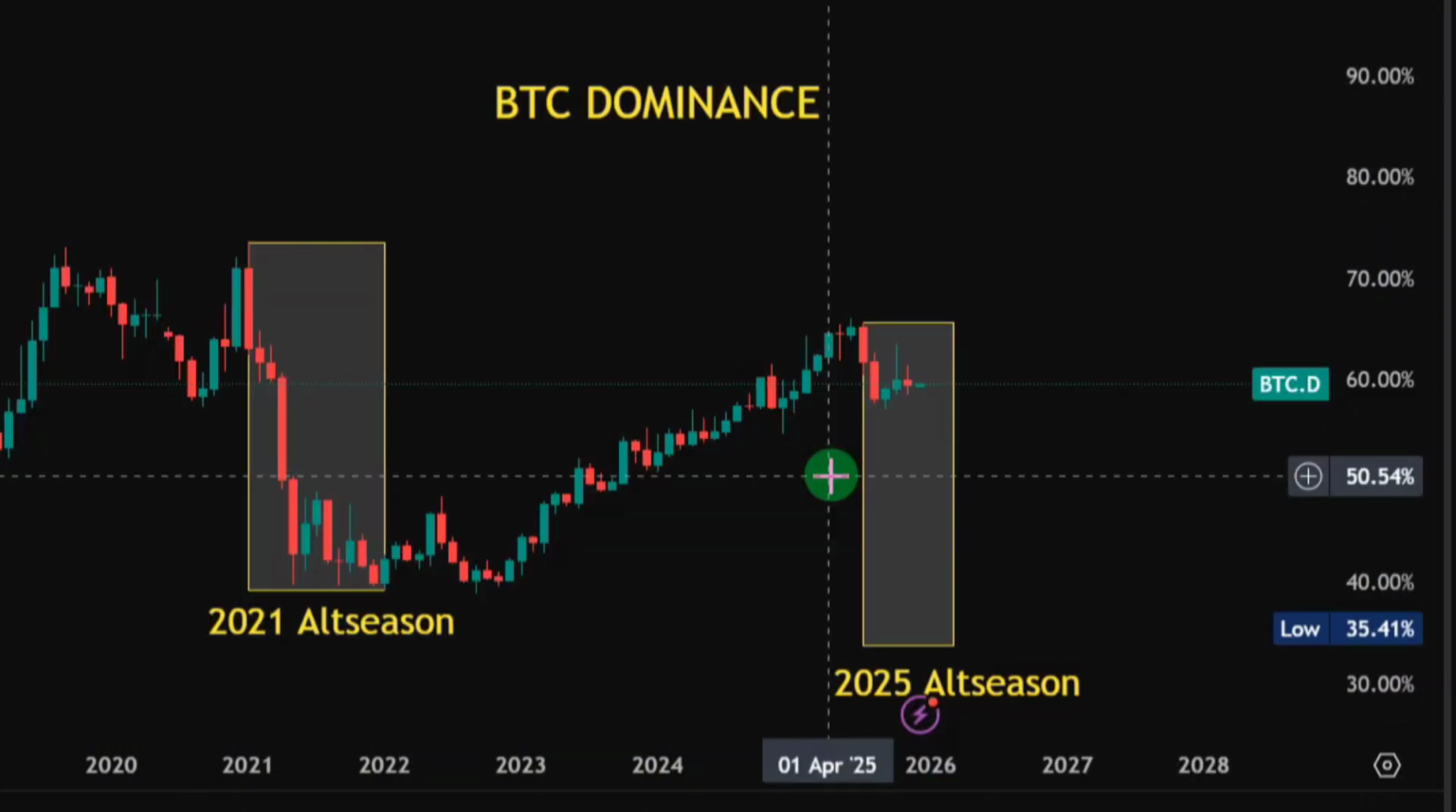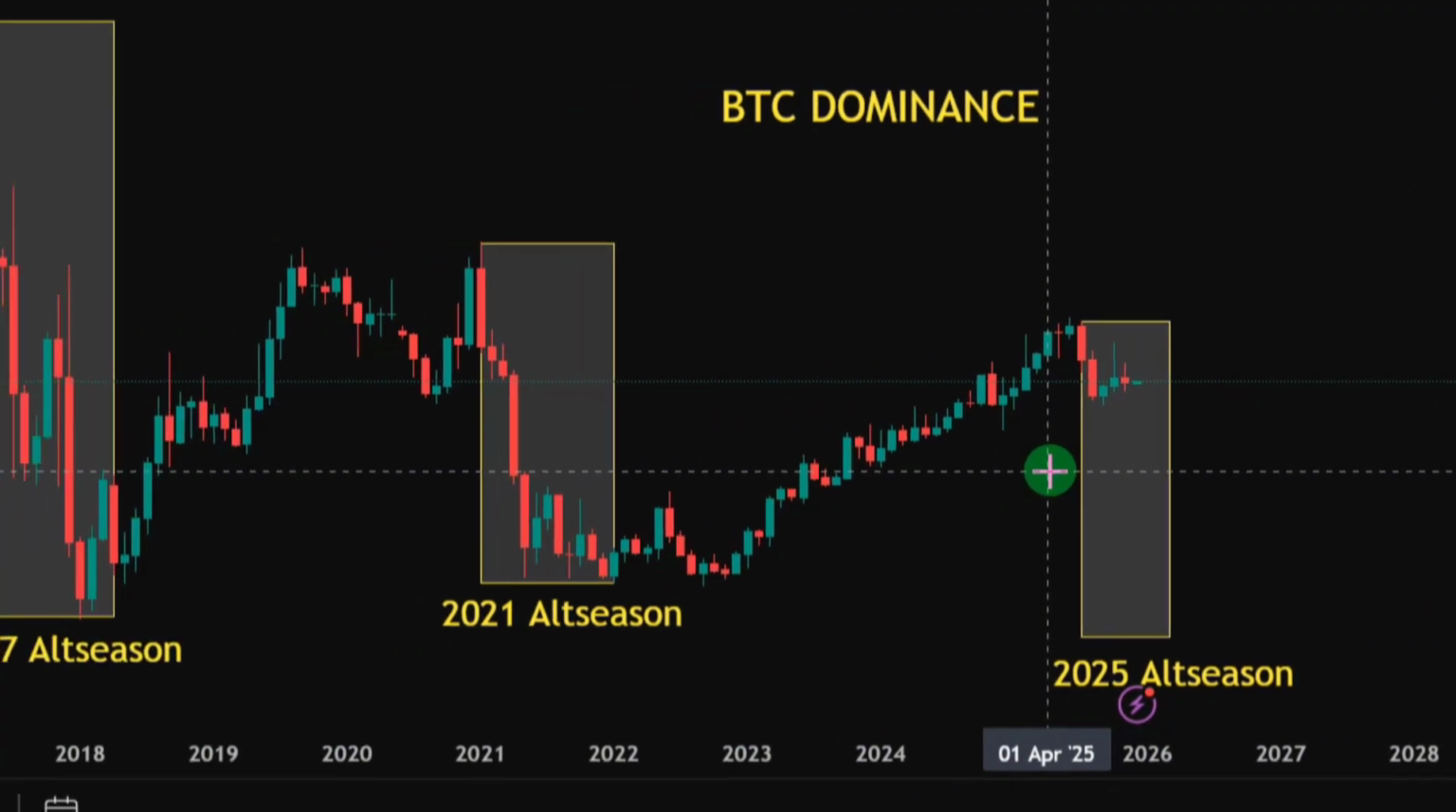Ethereum dominance will start outperforming BTC dominance, which will signal the beginning of the full altcoin season, and that will be the right time for us to start taking profit to exit the market.